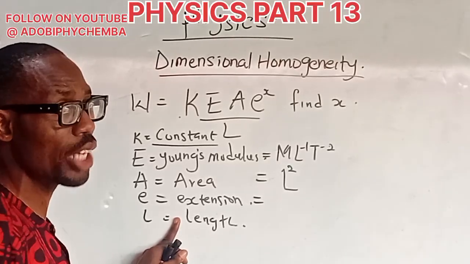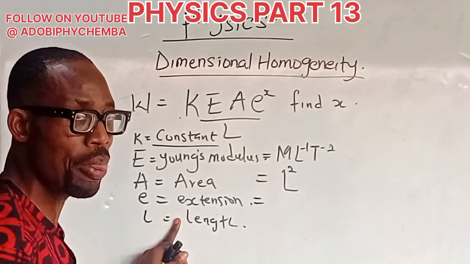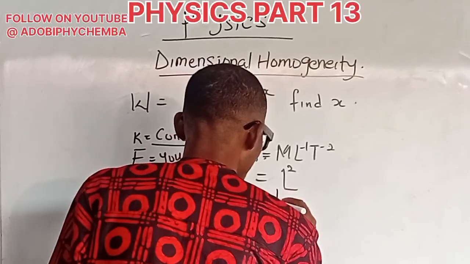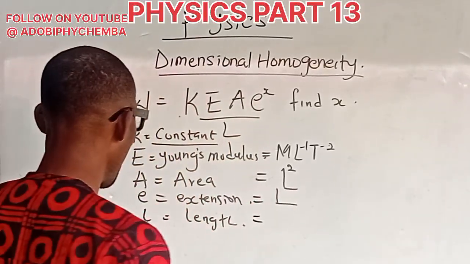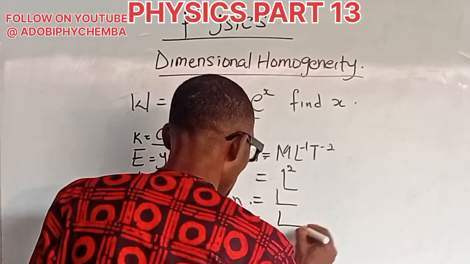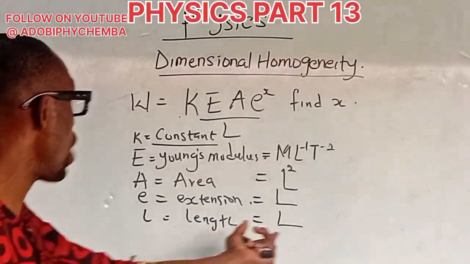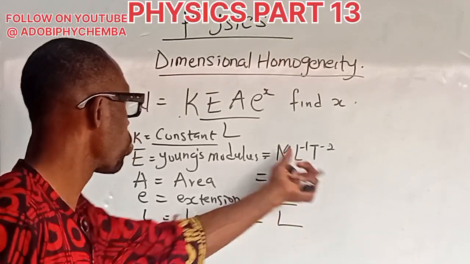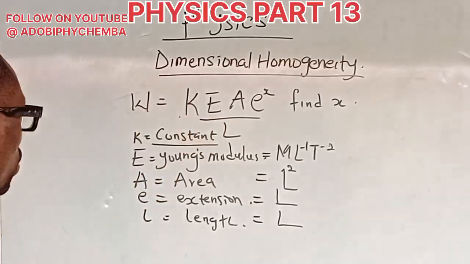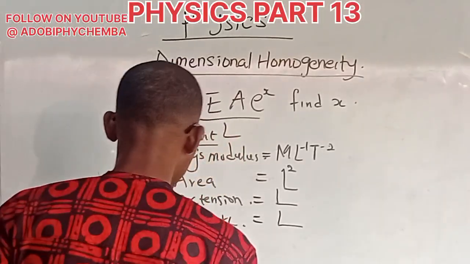What is the dimension of extension, which is e? I told you anything that has to do with extension, radius, diameter, and length will take capital letter L. And the dimension of length is also L. So the next thing you need to do is to take this dimension and fix it into the equation relationship that we have.